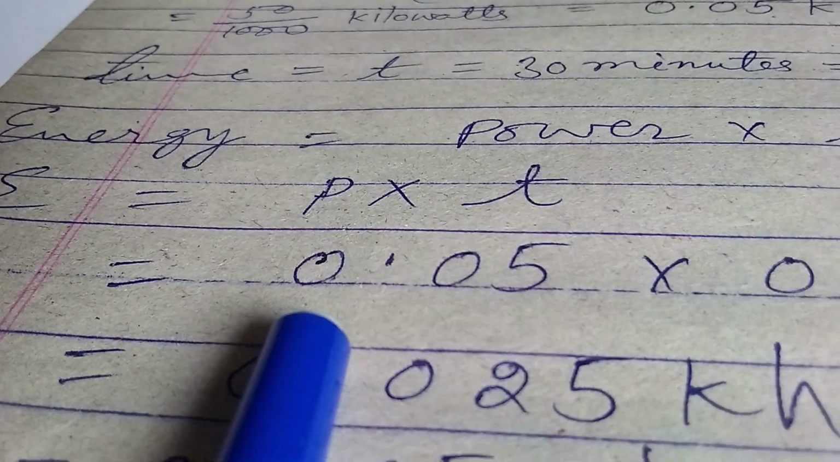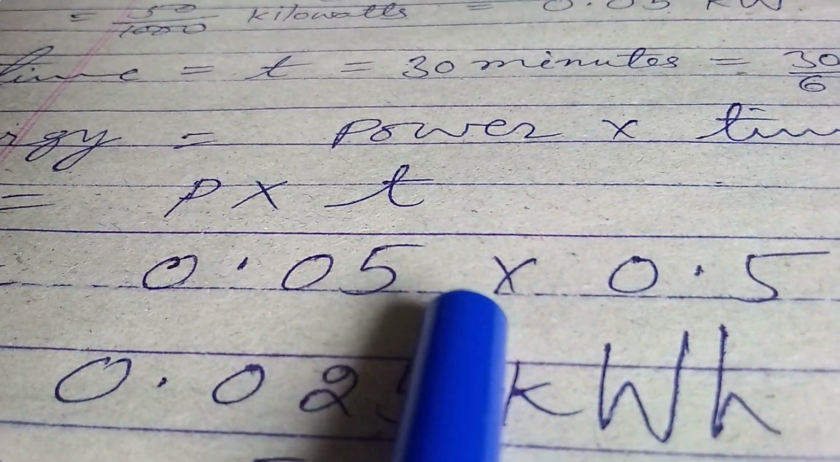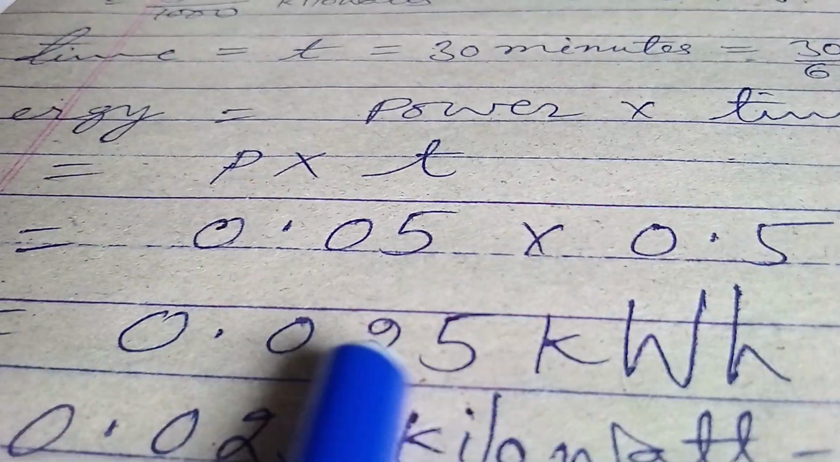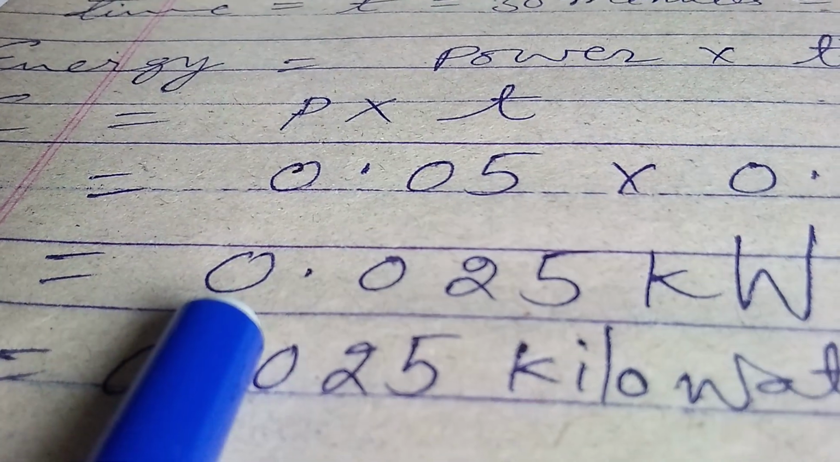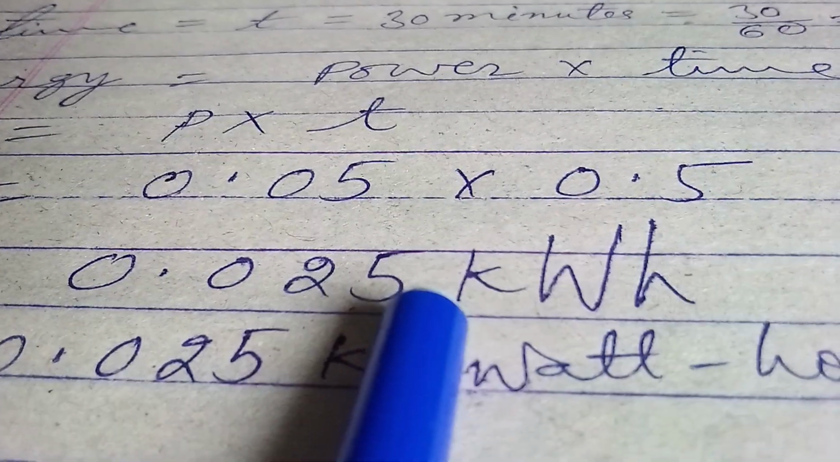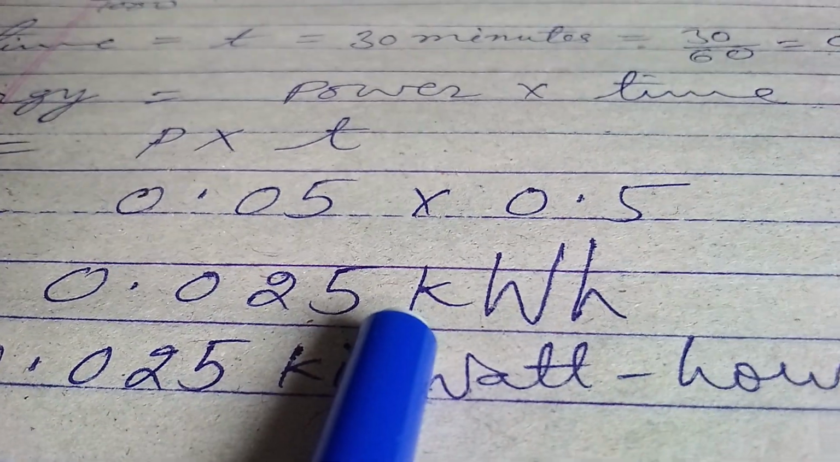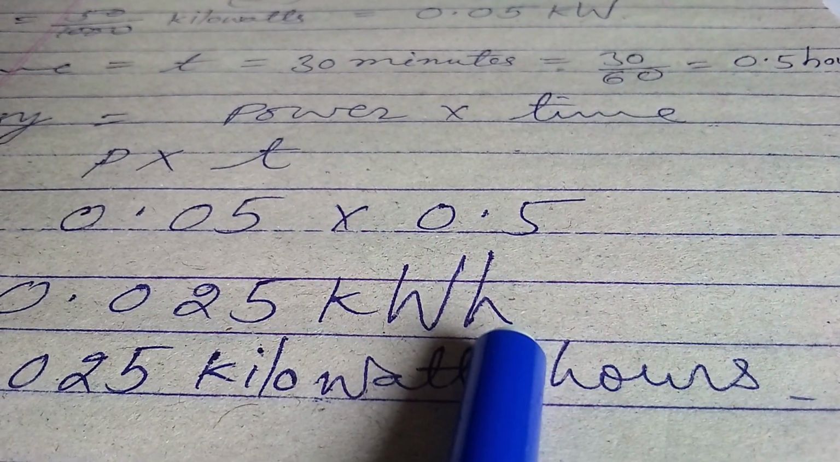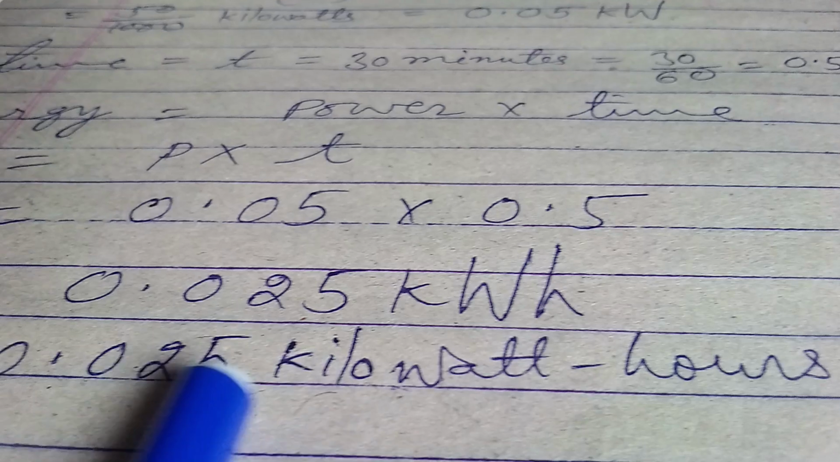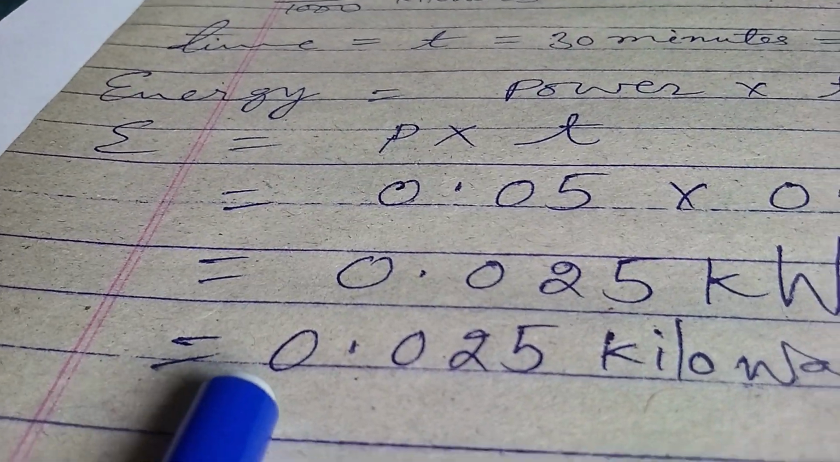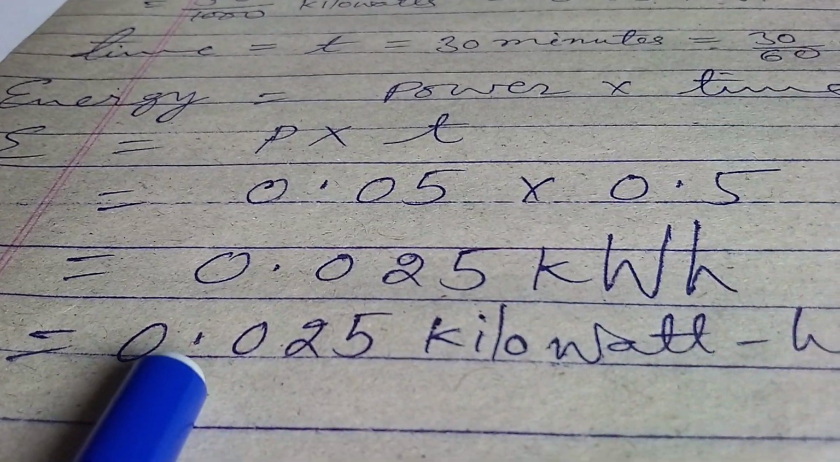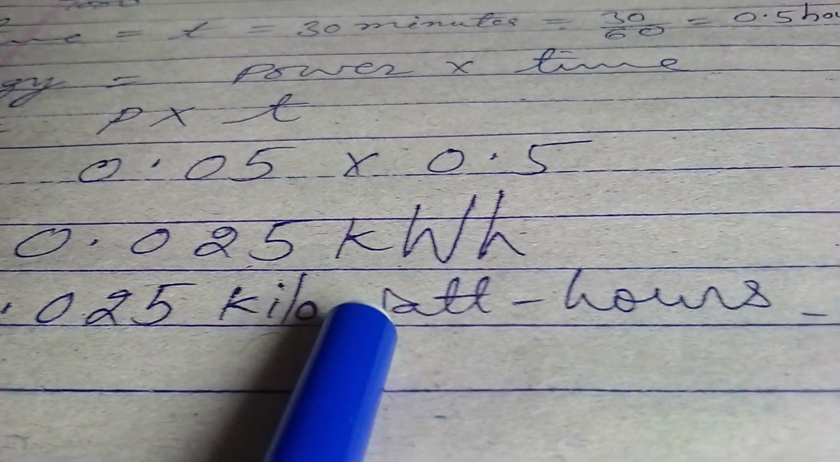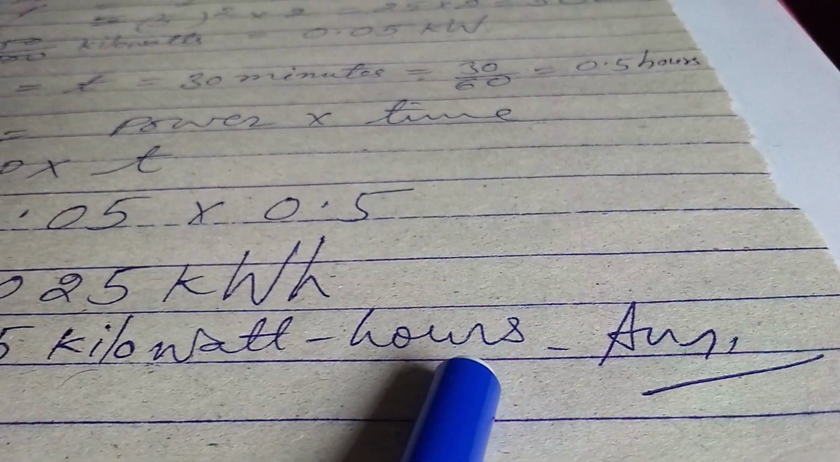Here P we have got 0.05 into 0.5, and if you multiply you get 0.025 kWh. Here k will be in small letter, W in capital letter, h in small letter, that is kilowatt hours. So our answer is energy consumed equals 0.025 kilowatt hours. This is the answer.